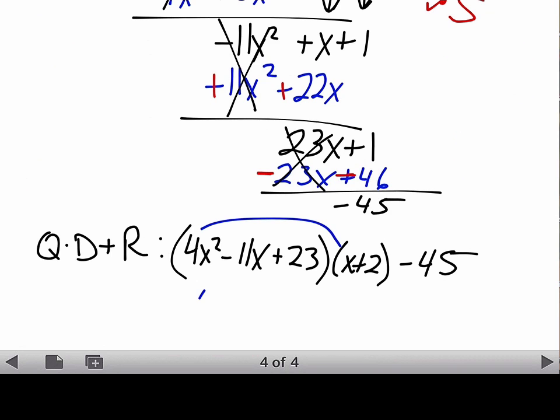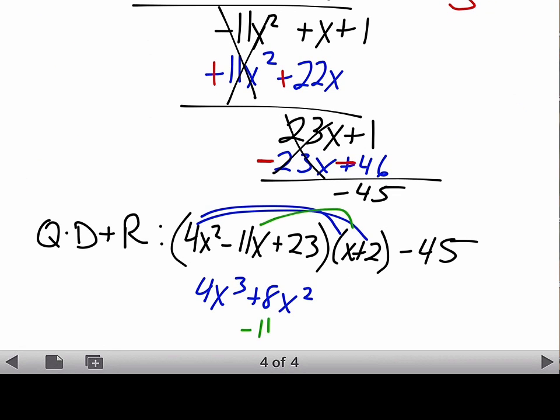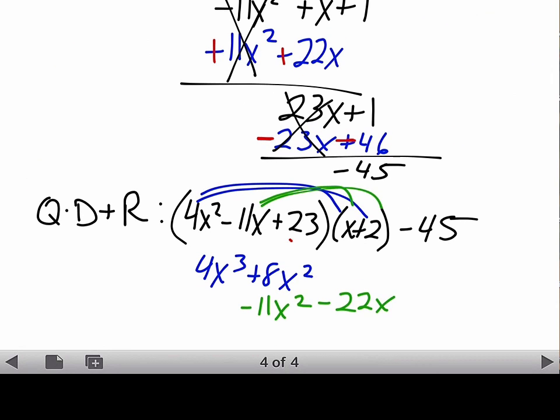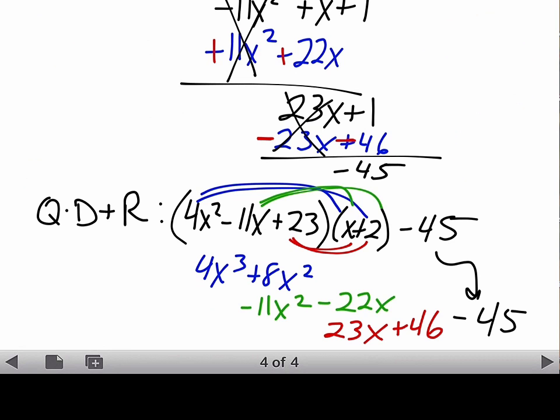4x squared times x, 4x cubed, 4x squared times 2, 8x squared. And then negative 11x times x. I'm going to put that, since it's x squared, under the other x squared. Collecting my like terms will make things easier for myself. Negative 11x times 2 is negative 22x. And then finally 23x. And then 23 times 2 is 46. Let's not forget the remainder that we had, 45.